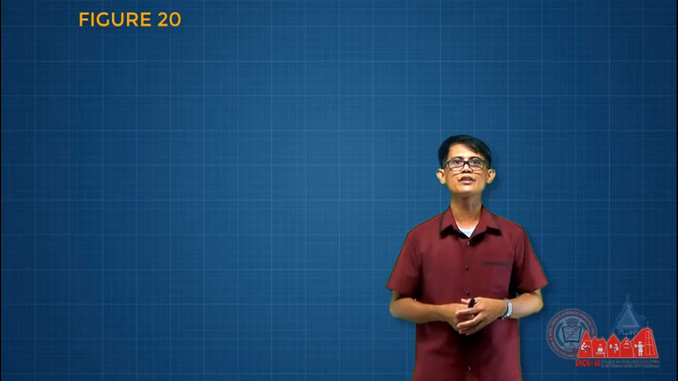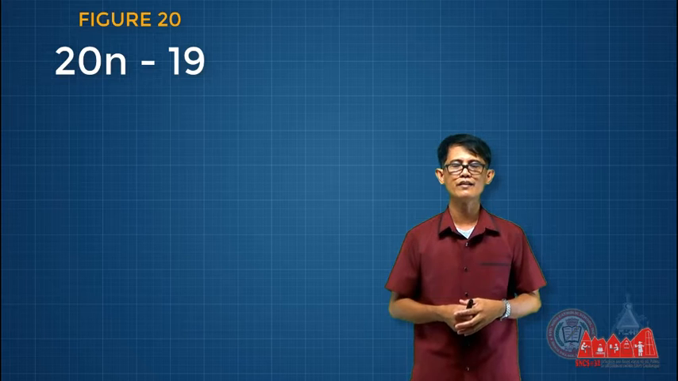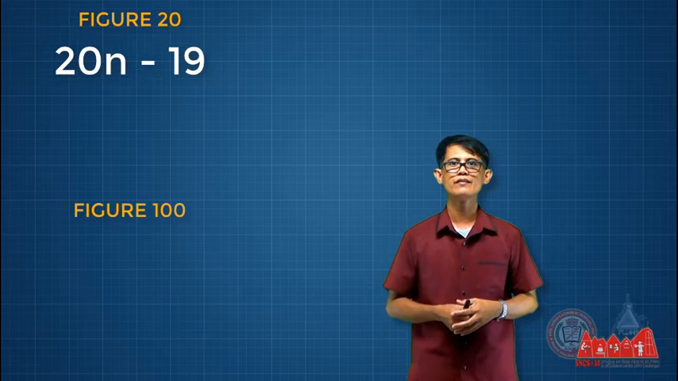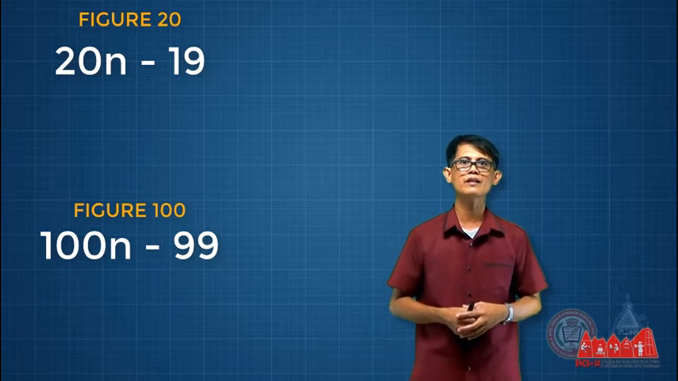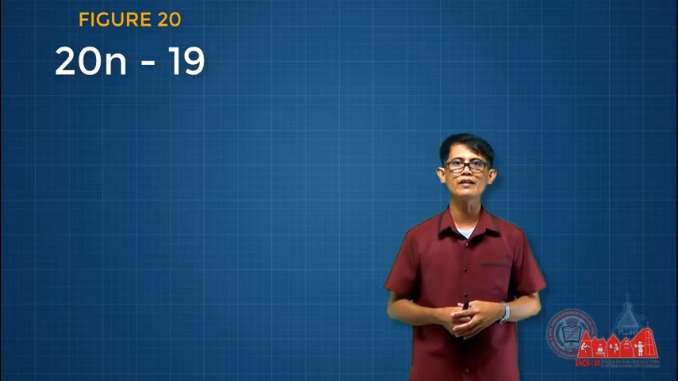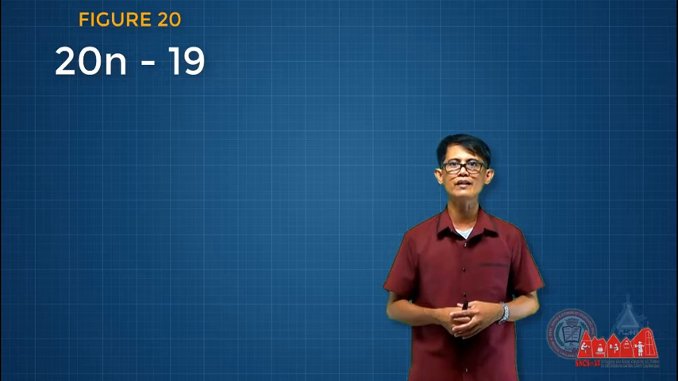So what will be the expression of figure 20? It's 20n minus 19. How about figure 100? It's 100n minus 99. Now going back to the question, how many matchsticks are used in figure 20? We can now use the expression 20n minus 19.